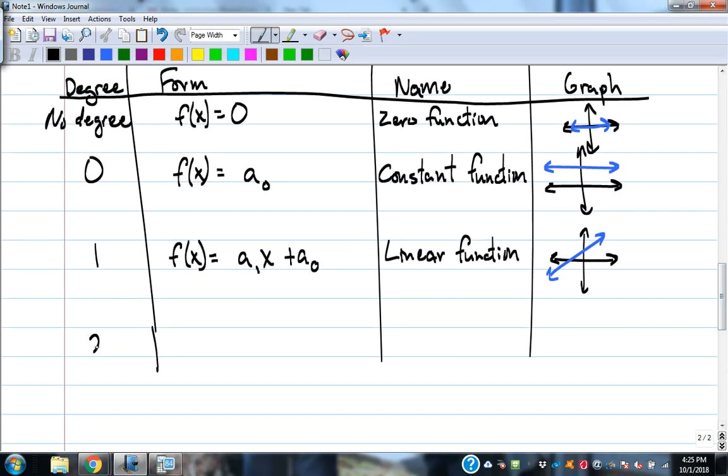Okay, and from chapter 4, we also dealt with the quadratic functions. a sub 2 x squared plus a sub 1 x plus a sub 0. That's a quadratic.